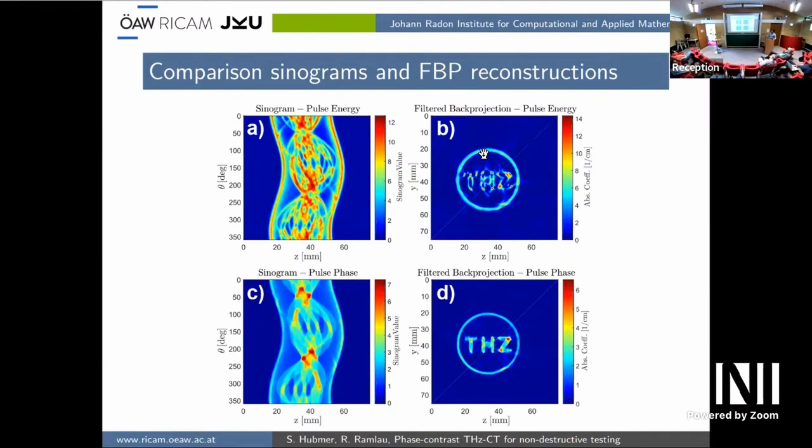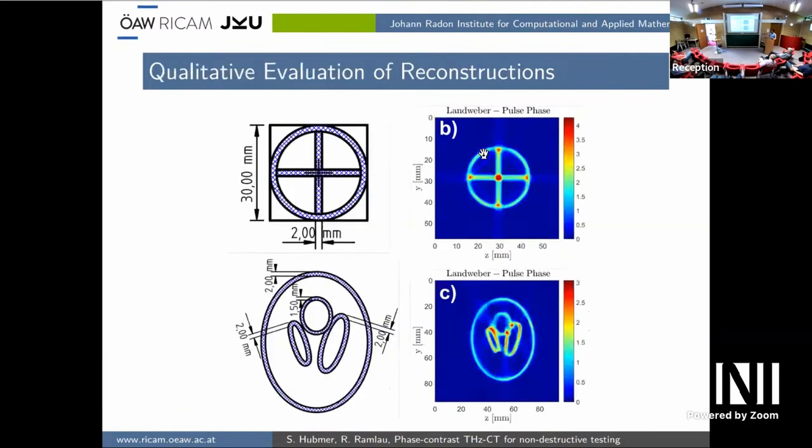You can see that if you do a classic filtered back projection on your delay sinogram, then you actually get a really nice reconstruction of the terahertz sample. So this is actual data recorded with the setup I showed you before. We tried this for a number of different samples, and you can see that in general, the shape is very nicely reconstructed. What you can also see is that here in the corners, it's actually a much higher value.